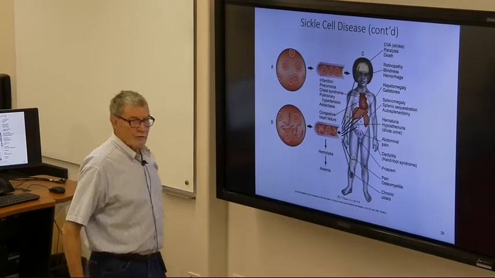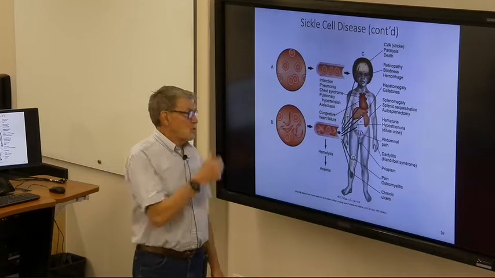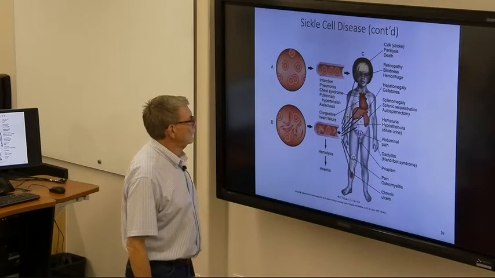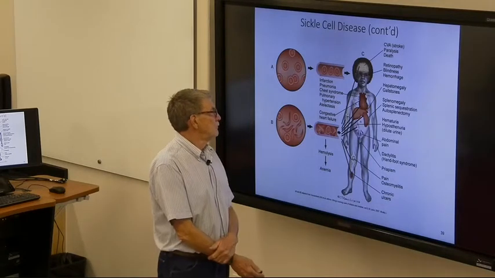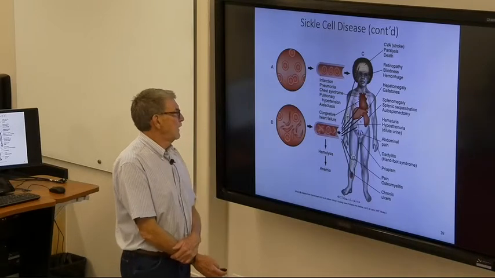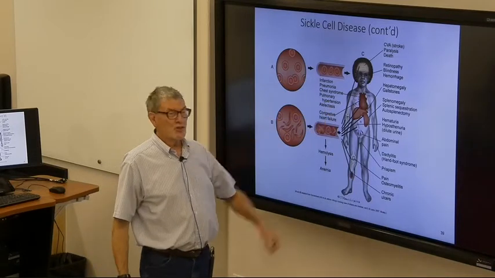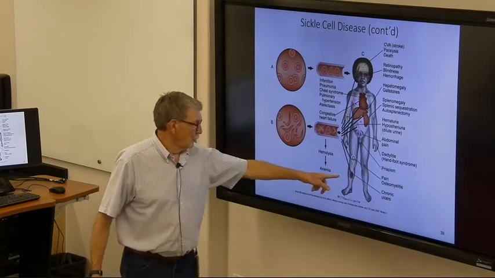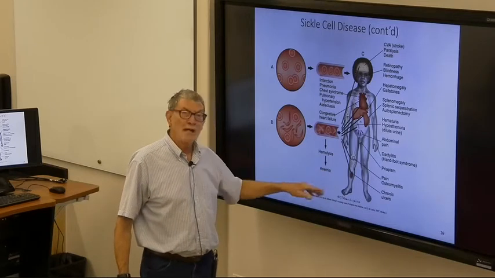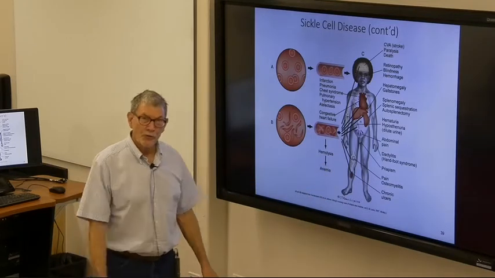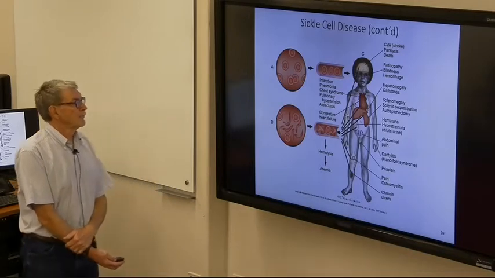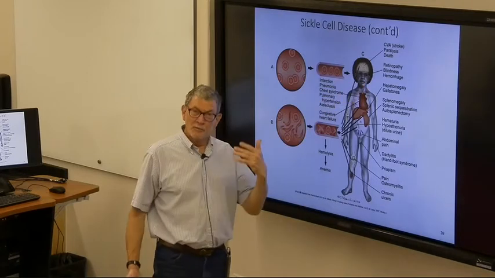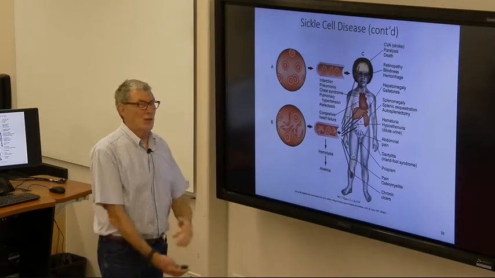Sickling of cells, virtually entirely people from African descent. We talked about that before. Congestive heart failure, damage to the heart muscle. Chronic ulcers, because you can't get blood flow to heal them, very much like a diabetic ulcer. Blindness, stroke, from lack of ability to move blood through capillaries.